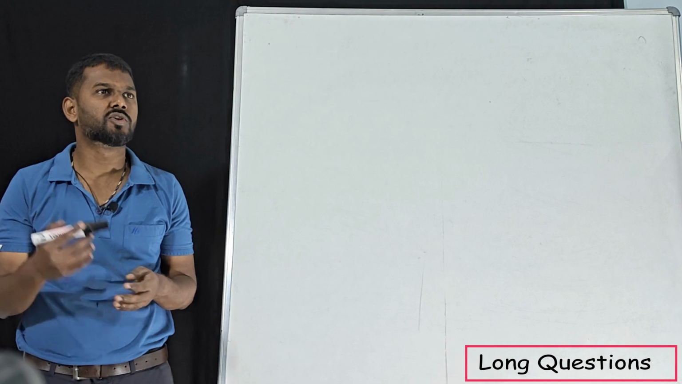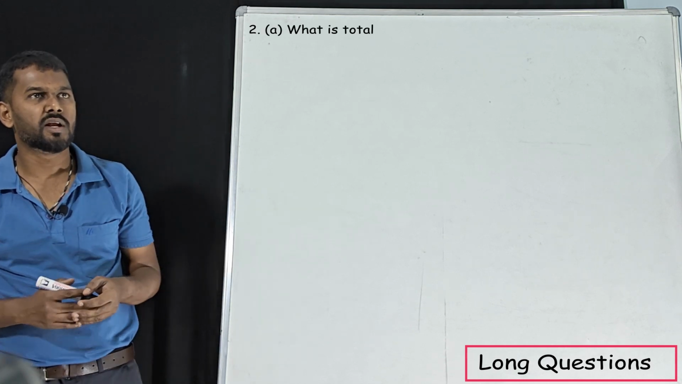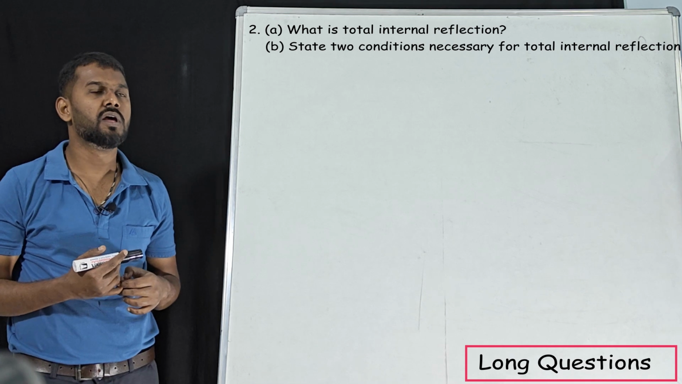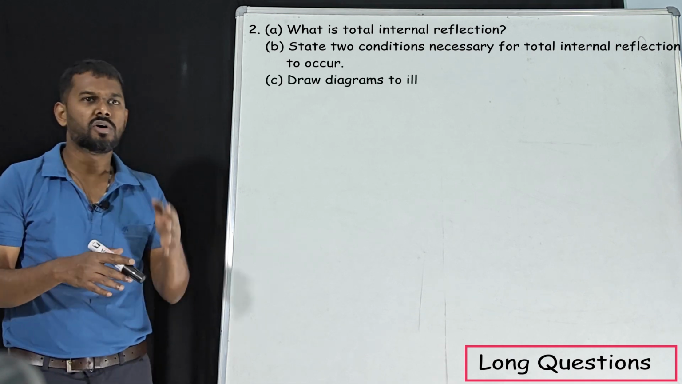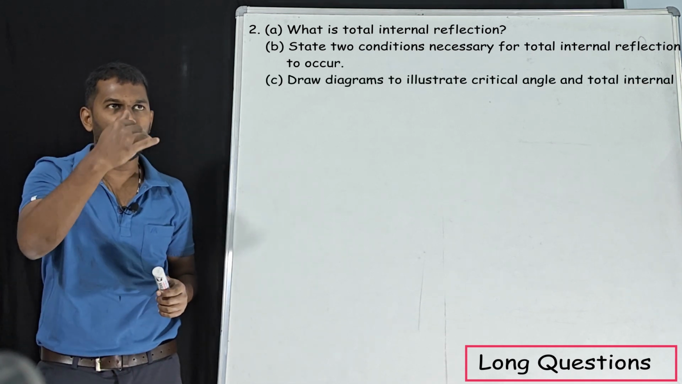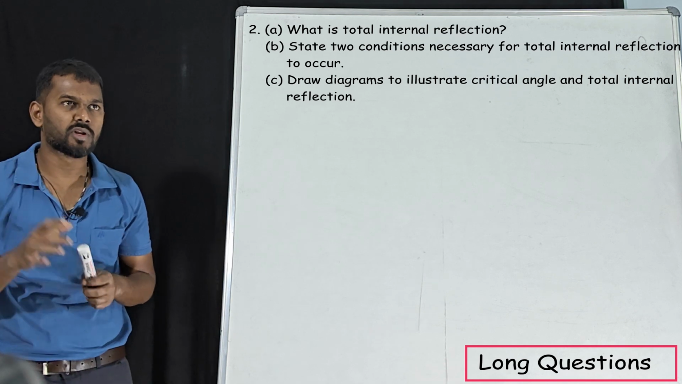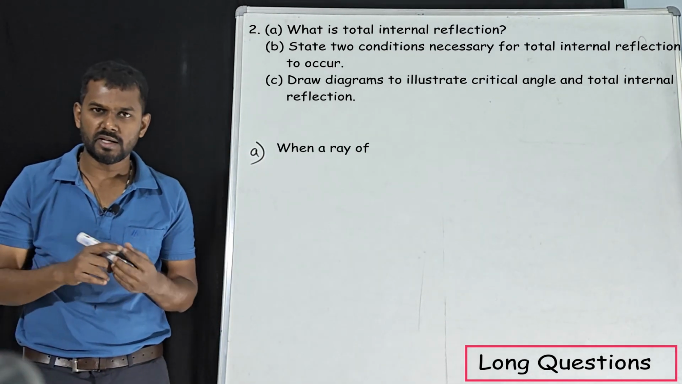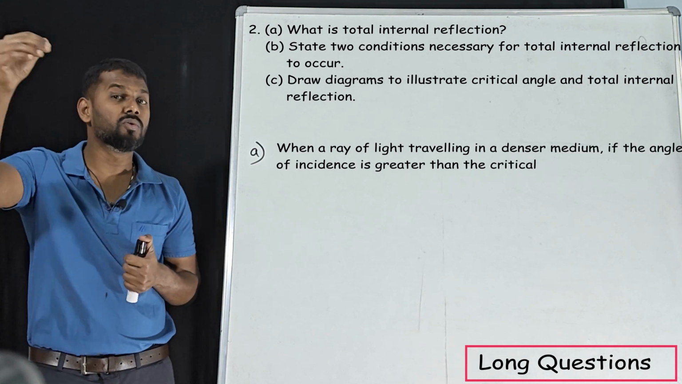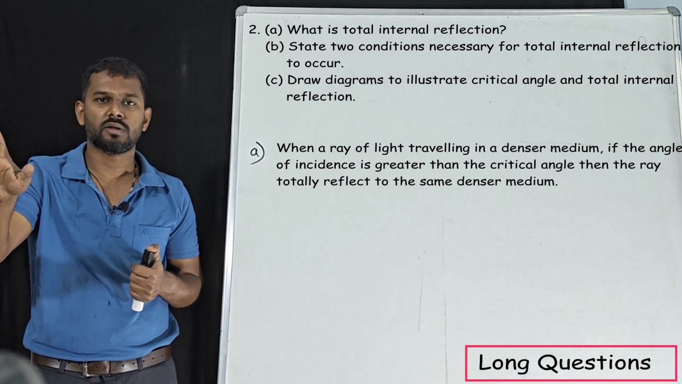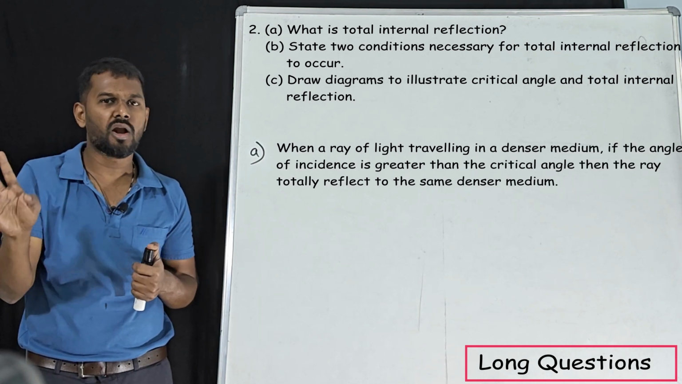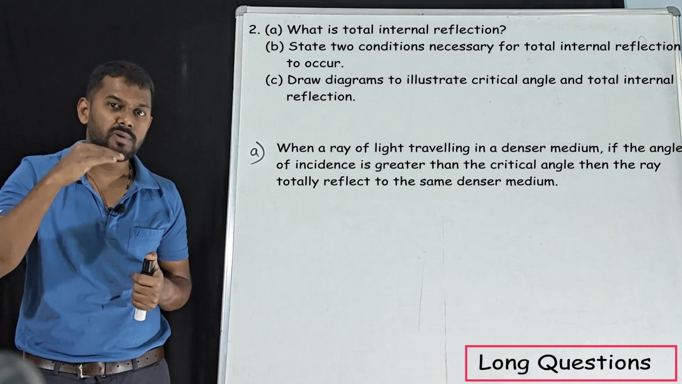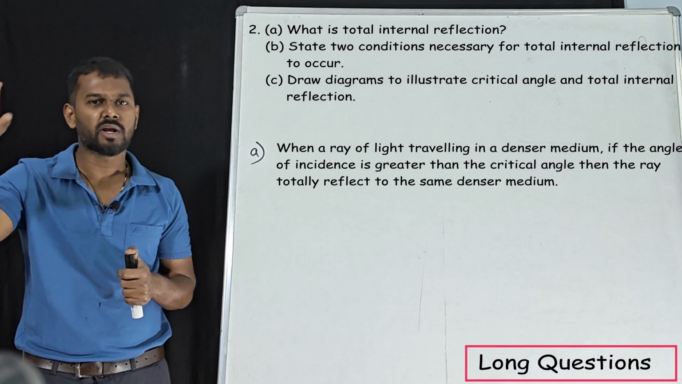That's it. Our next question: what is total internal reflection? State two conditions necessary for total internal reflection. Draw the diagram. Okay, so this is the question. First we'll go one by one. First one, what is total internal reflection? Very simple. See, when a light ray passes from denser medium to rarer medium, very important, for whether critical angle or total internal reflection, the light ray has to pass from denser to rarer. This is what you have to write first.